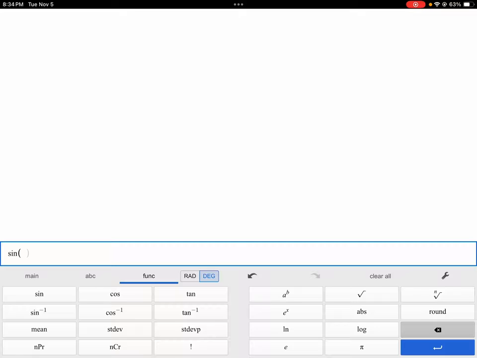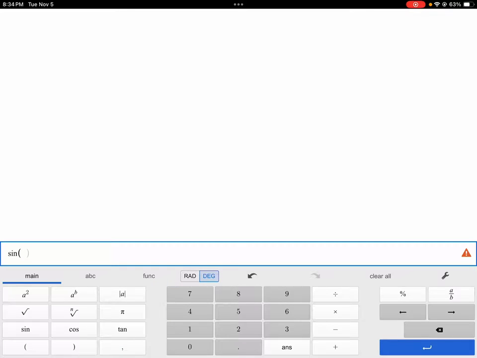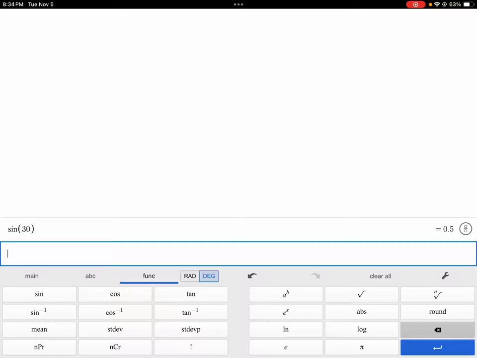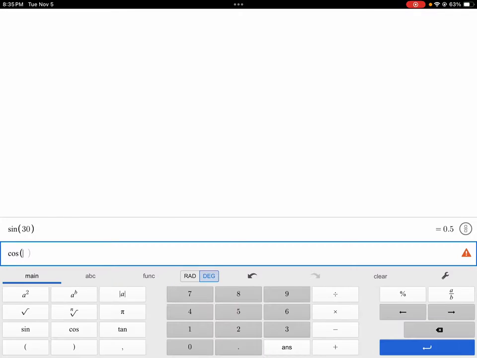If I want to find the sine, I press sine, and then I'll go back to my main menu, and let's go for the sine of 30. The sine of 30 is 1/2. That's the exact answer. Let's do the cosine of 30, because that should be a kind of a weird one. So I go cosine 30, and that's a decimal. That's 0.866.